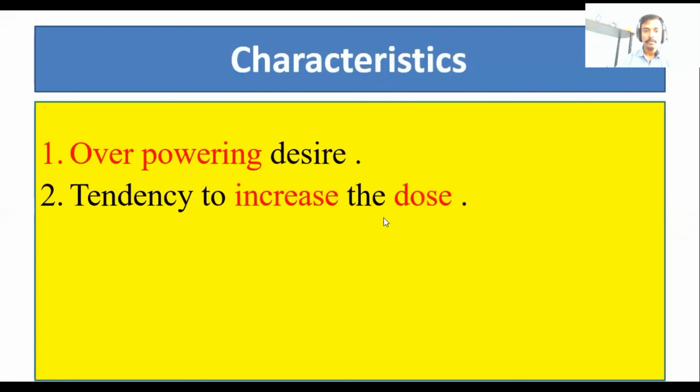Next, characteristics. Overpowering desire: a person gets a strong urge to use this substance. Then tendency to increase the dose, which means in the first day or first week only 1 pill may be taken. In the second week that pill is not enough, they take more pills, so the dose increases. Then psychological and physical dependence. Psychologically a person is addicted, and physically as well.